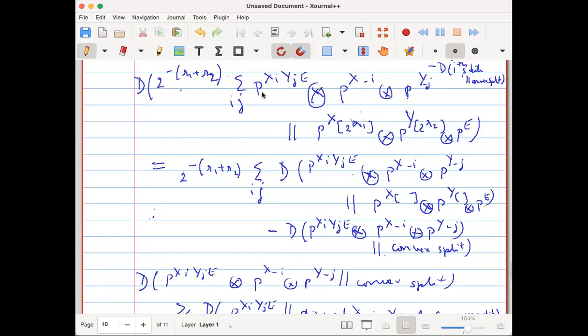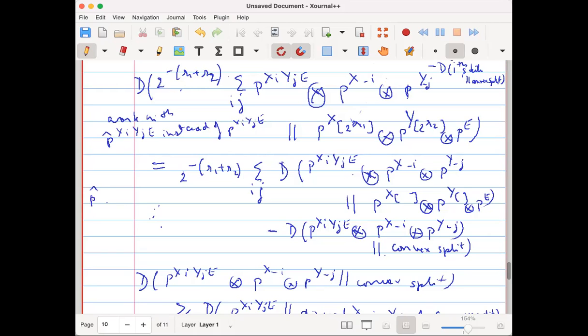P prime, P double prime, P triple prime? So the answer is no. I have to take the intersection of them. So I have to work this proof out with P hat x_i y_j instead of P x_i y_j. Okay. Now this is the intersection.